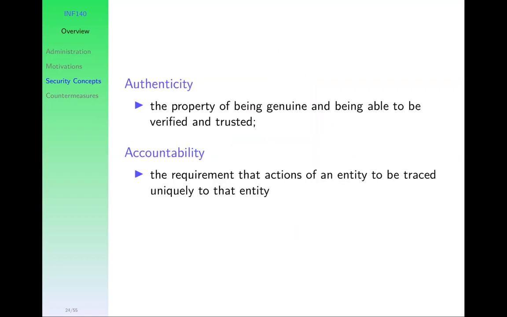So later, two additional attributes were proposed. The first one is authenticity. The second one is accountability. Authenticity refers to the property of being genuine and being able to be verified and trusted. So this is a very important property when two entities are communicating with each other on the internet.